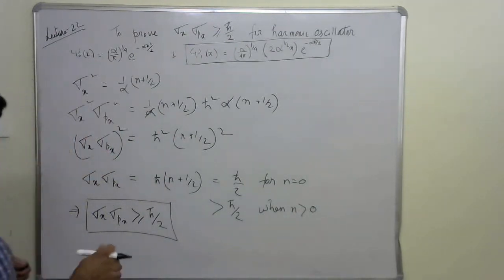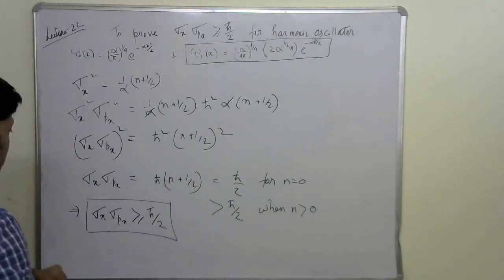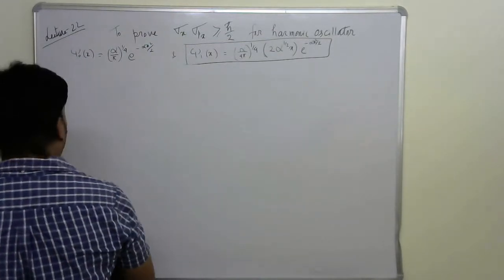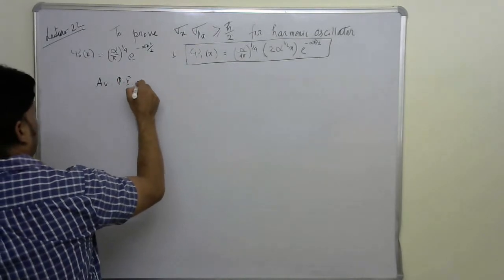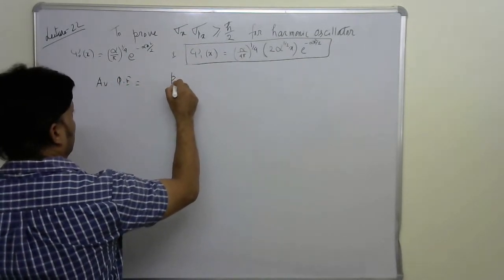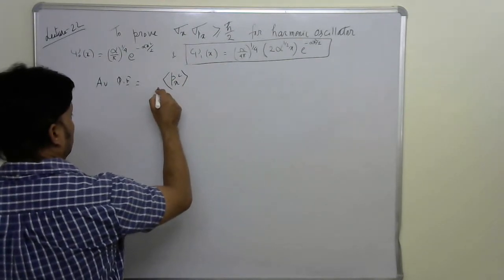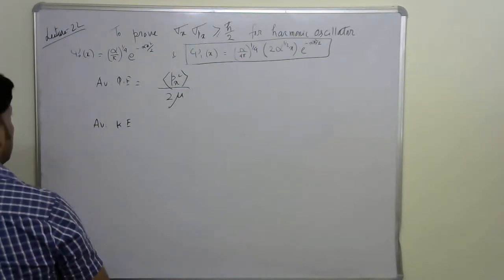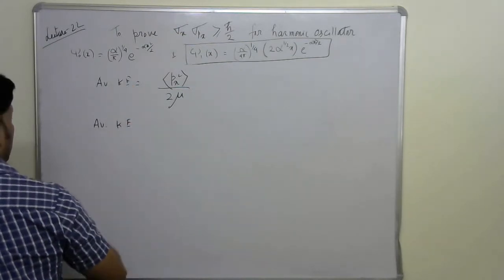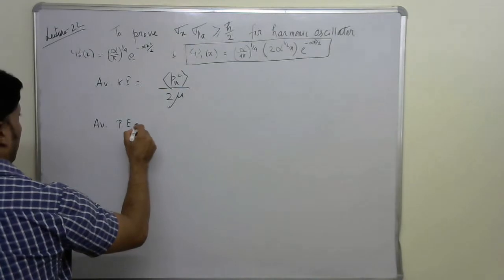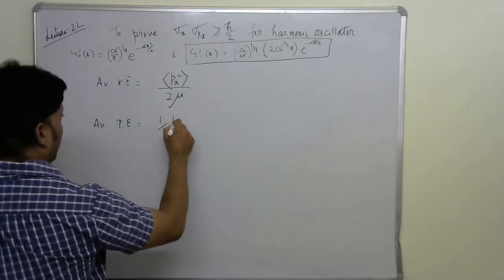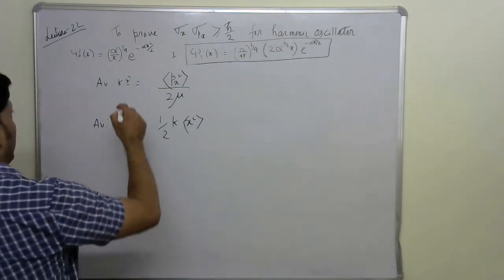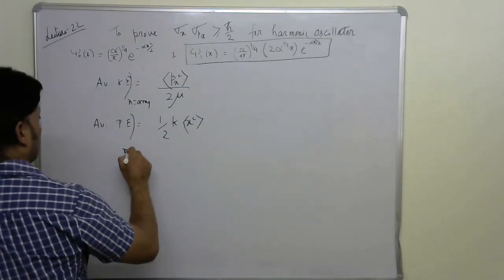Now here we are going to observe one more thing, that is, what is the value of the average kinetic energy and the average potential energy. The average kinetic energy is equal to the average of P square x divided by 2 mu, where mass is replaced by mu. And the average potential energy is 1 by 2 k times the average of x square. So that we can find out for any value of n.